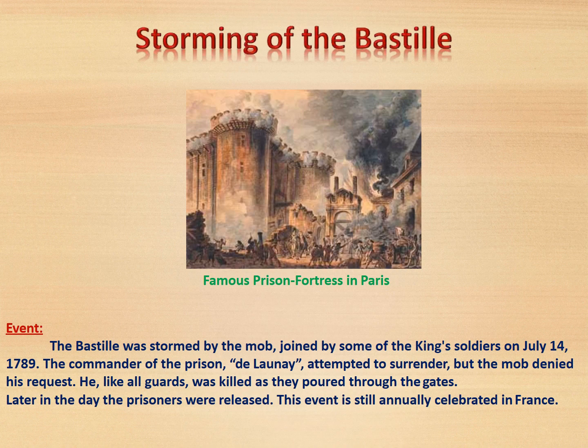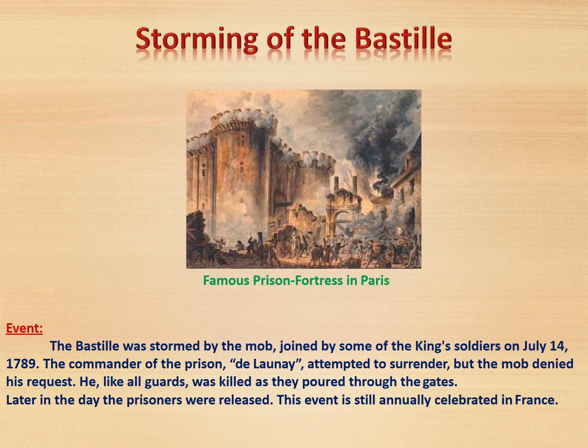Storming of the Bastille. The Bastille was a very famous prison in France, and this is the place where Dr. Manette was kept. It's very famous because it was strange and fearsome.